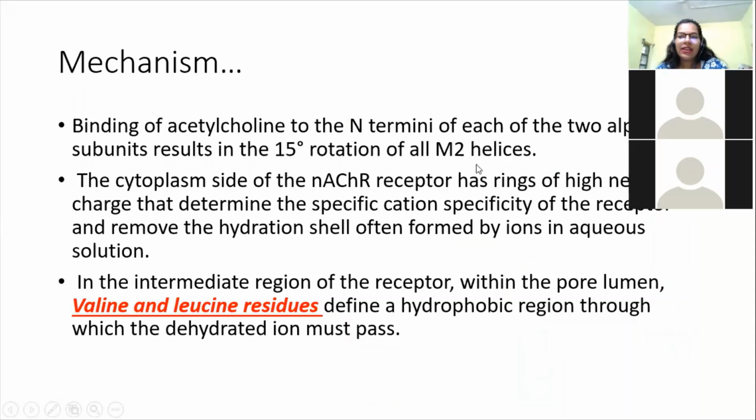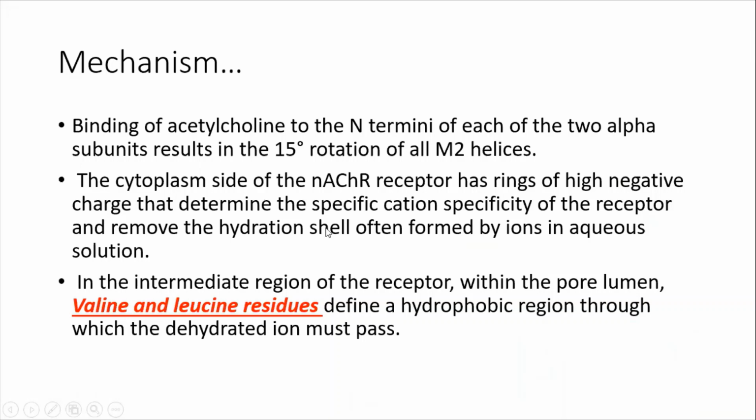What is happening over here is the cytoplasm side of the receptor has rings of high negative charge, as shown in the figure. So that determines the cation specificity of the receptor, and they remove the hydration shell often formed by ions in the aqueous solution. Last class also we studied that whenever K plus or Na plus is there, they're always surrounded by water molecules. So before entering, this hydration shell needs to be removed.